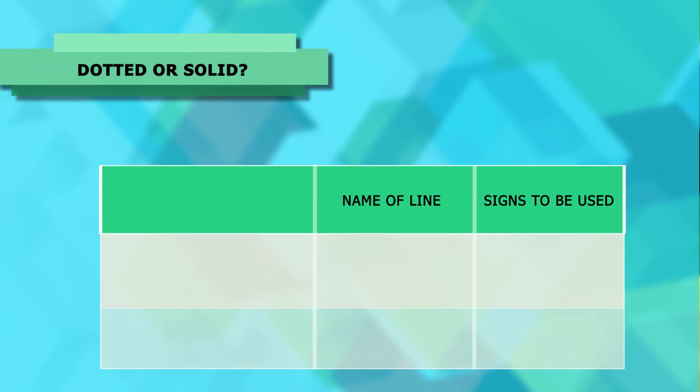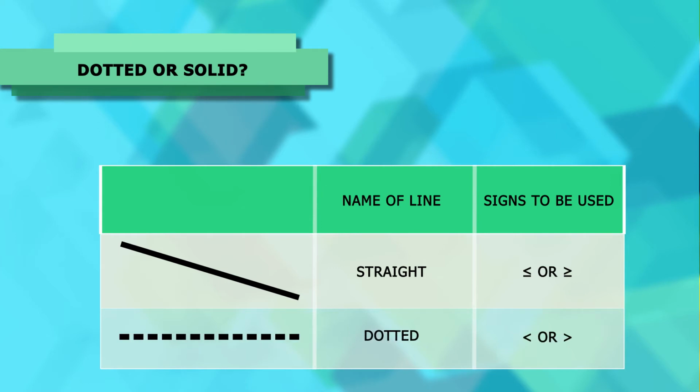Dotted or solid. Now, apart from us looking at the types of circles that we have, when we're graphing them, we also need to pay attention to the type of line that we use. As long as the lines are solid, it represents greater than or equal to or less than or equal to. As long as the lines are dotted, it represents greater than or less than. Again, solid lines represent greater than or equal to or less than or equal to, while the dotted lines represent greater than or less than.